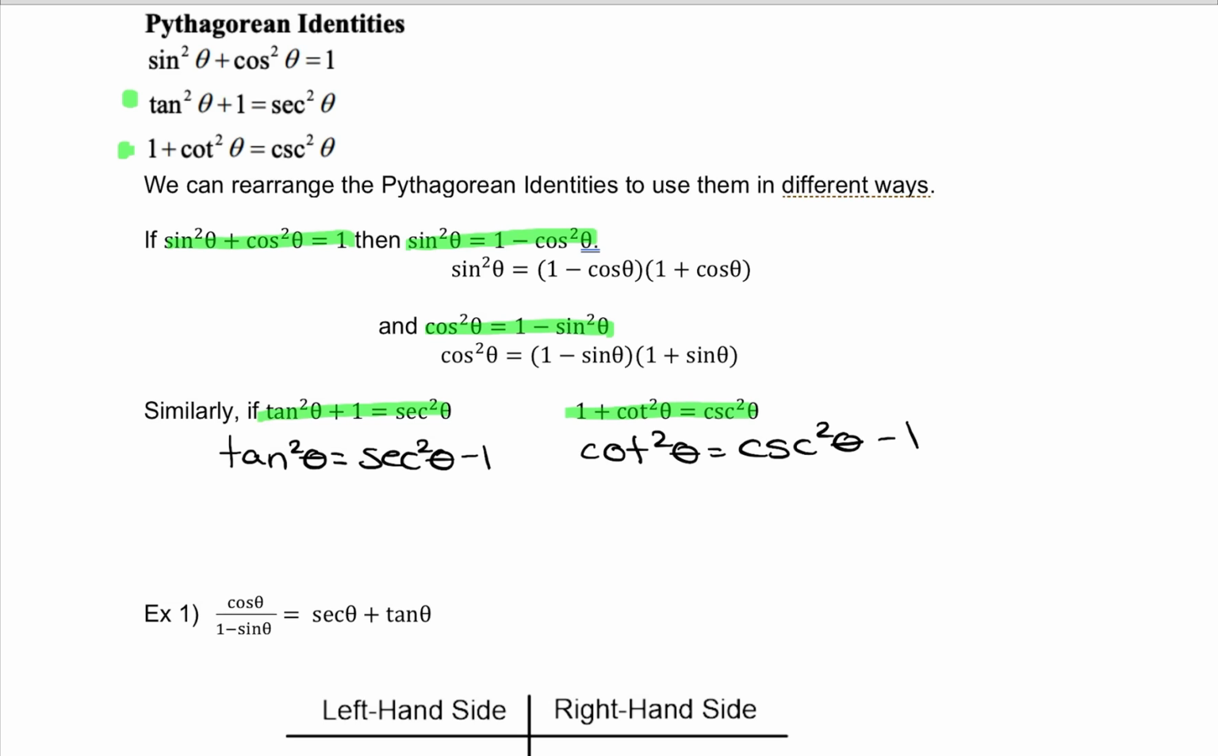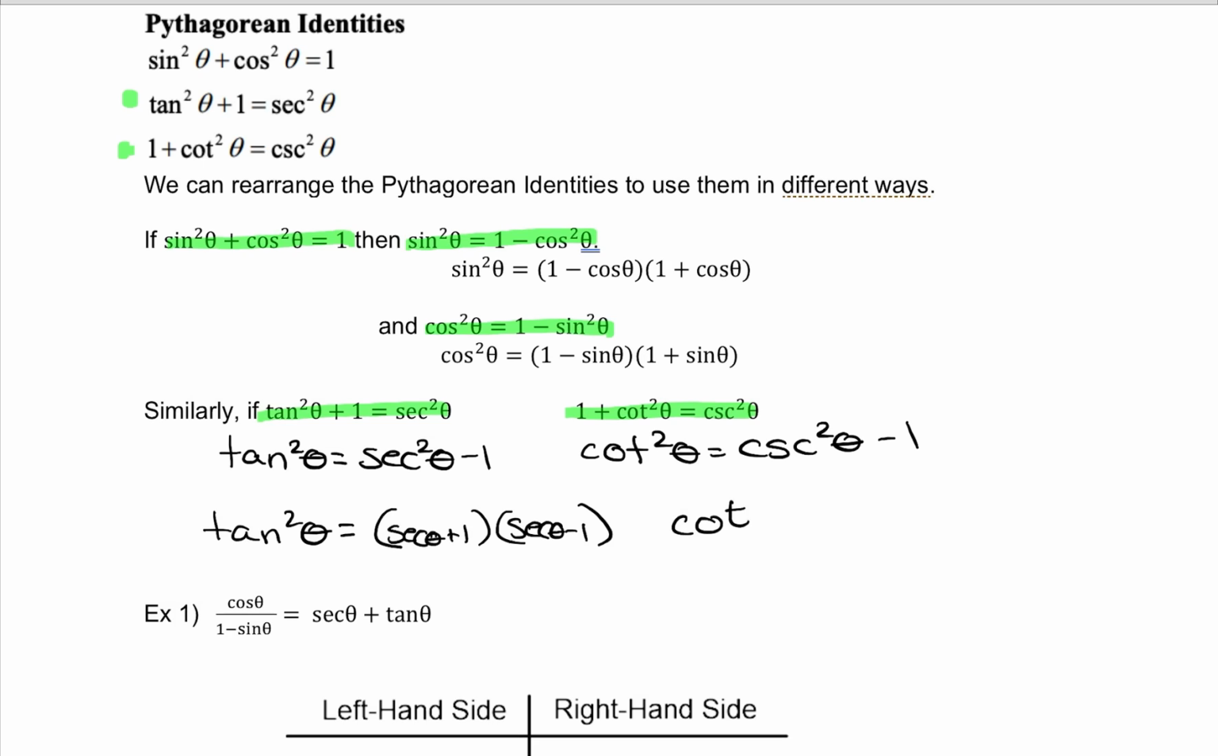You might notice that the secant squared theta minus 1, the cosecant squared theta minus 1, as well as some of our identities above, can also all be factored using difference of squares. So another option would be to say that tan squared theta equals, if I take the secant squared theta minus 1 and factor it using difference of squares, secant theta plus 1 and secant theta minus 1. So that is another version of that identity.